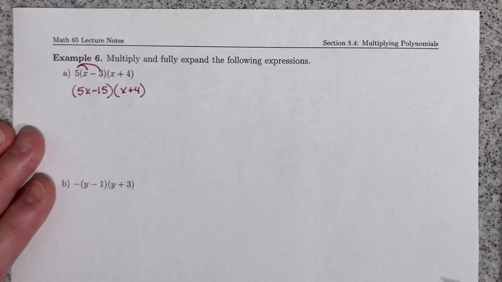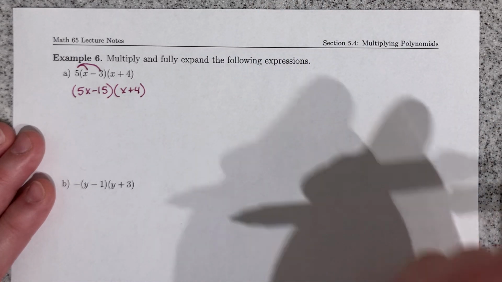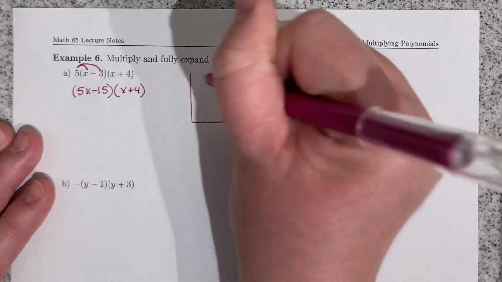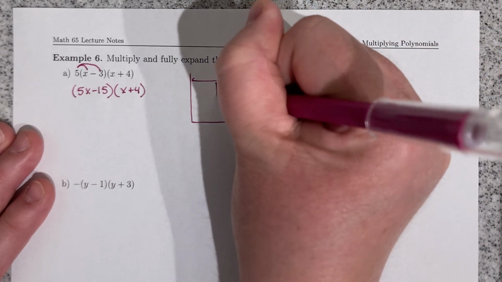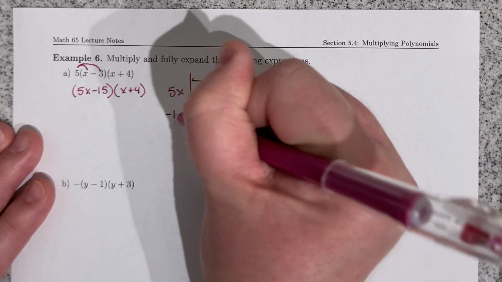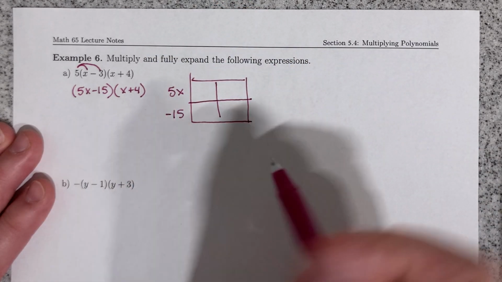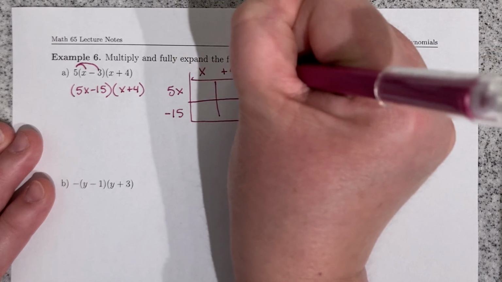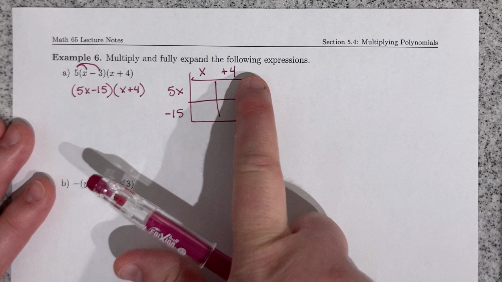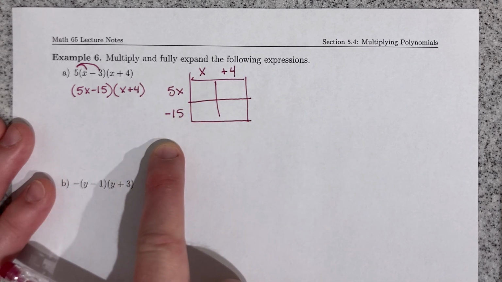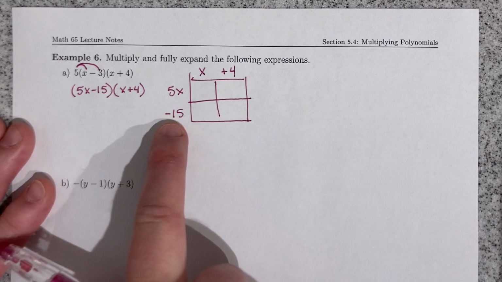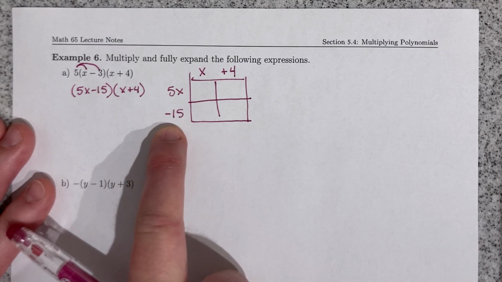I'm going to do a box method. I'm going to alternate on this page. So I'm going to do a box method for this problem. All right, so I make a box. We have 5x minus 15 and then x plus 4. Now, it does not matter. I could have written the 5x minus 15 on the top and the x plus 4 on the bottom, but it does matter that the signs go with those numbers. So it is important to think of this as a negative 15.